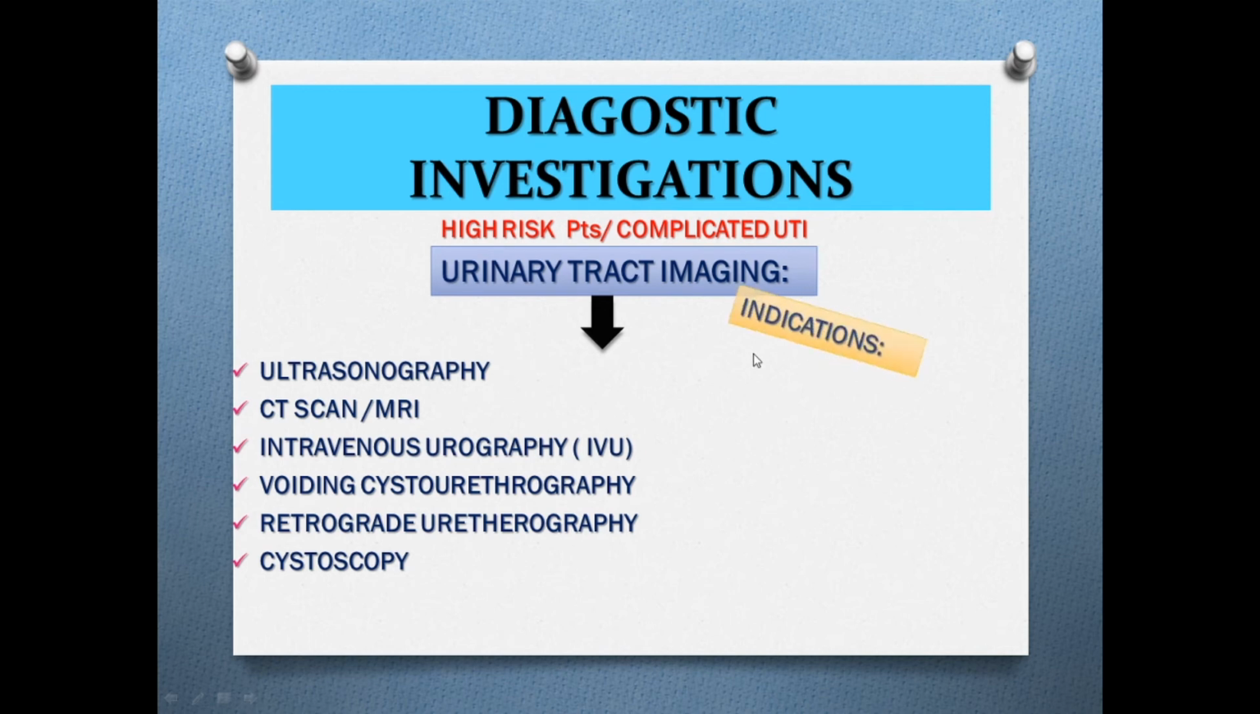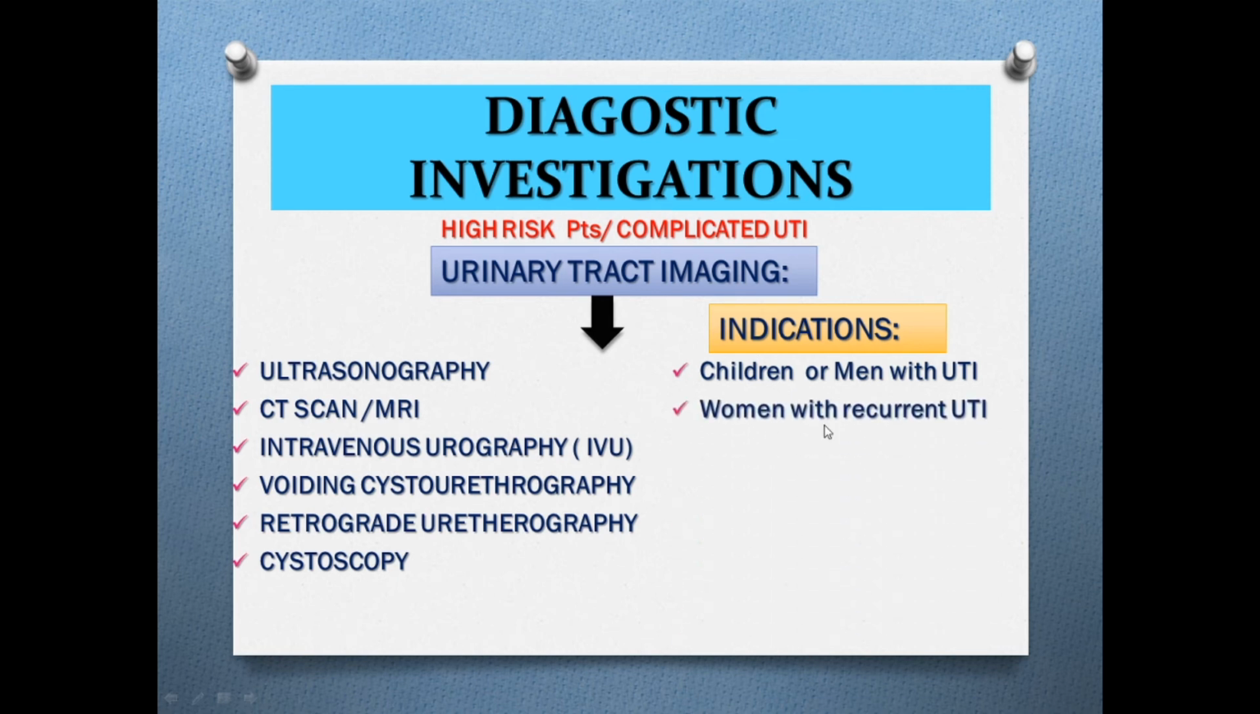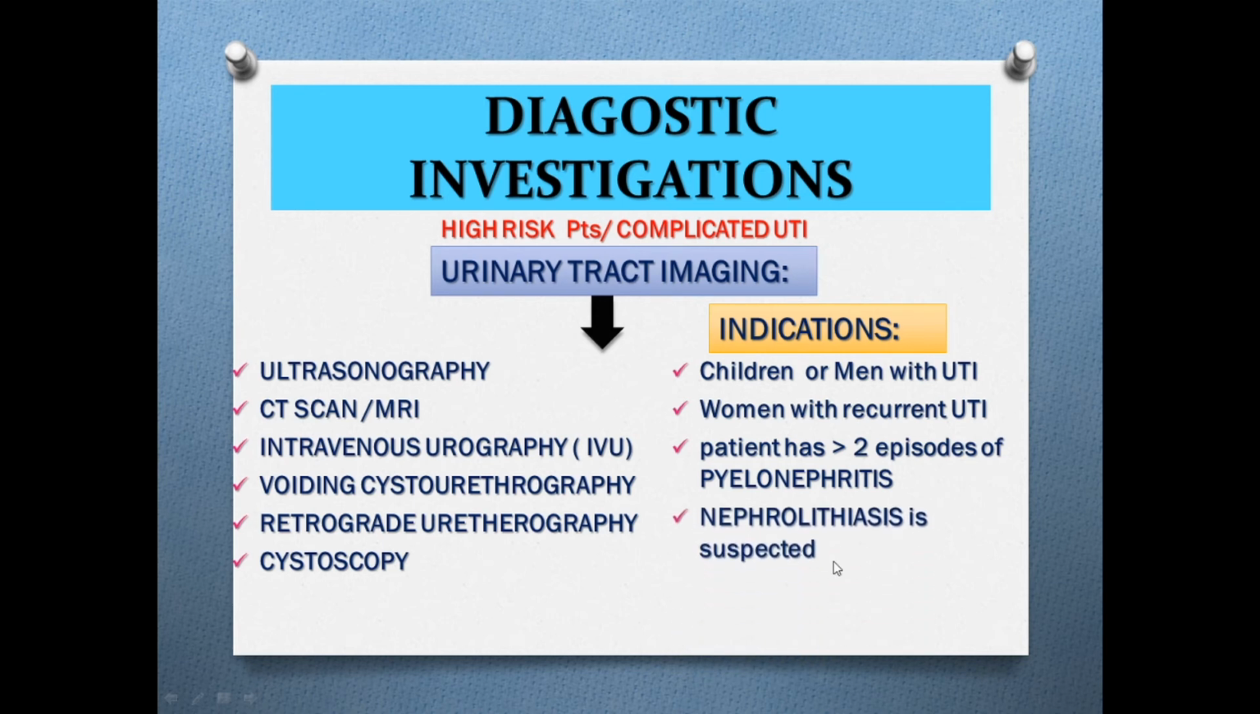The indications for urinary tract imaging are children or men with UTI, women with recurrent UTI, patients having more than 2 episodes of pyelonephritis, or if nephrolithiasis is suspected, or if the patient has gross hematuria. All these cases suggest complications, and in these cases urinary tract imaging is indicated.